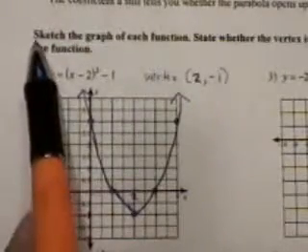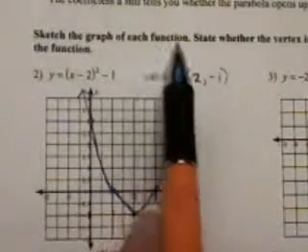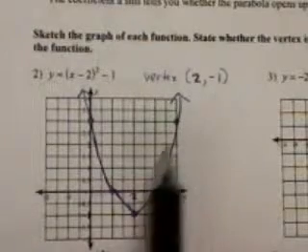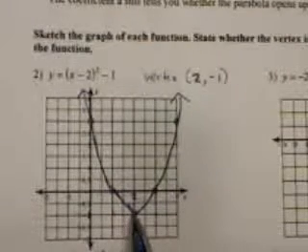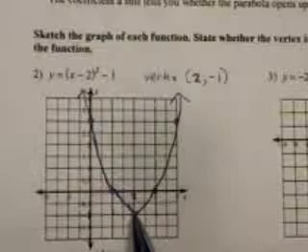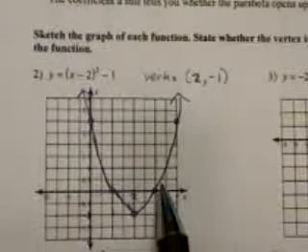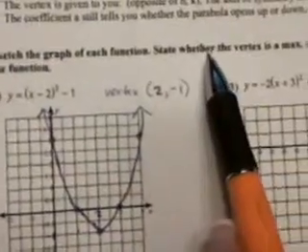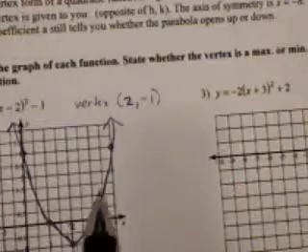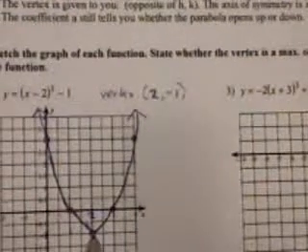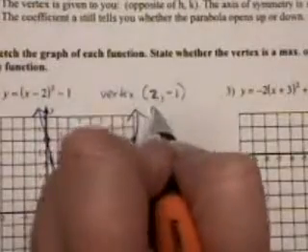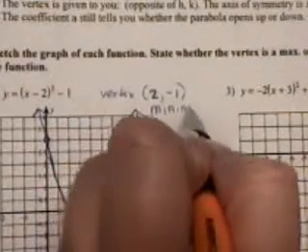So I've done this first part, sketch the graph of the function. I used the vertex, which was at the opposite of h, k, to get started, and then I used the pattern of counting to keep my graph going. Next it says, state whether the vertex is a max or min. Since this parabola opens up and my vertex is down here at the bottom of the parabola, my vertex is a minimum.